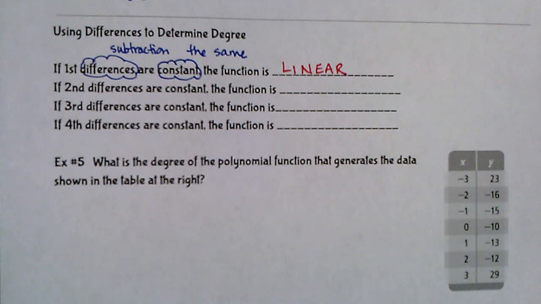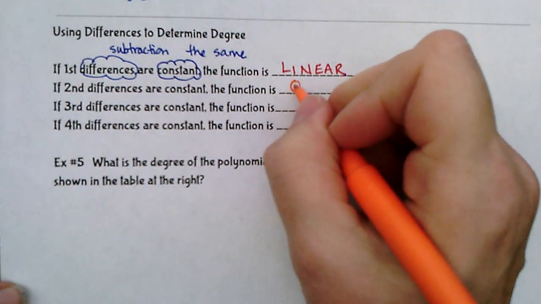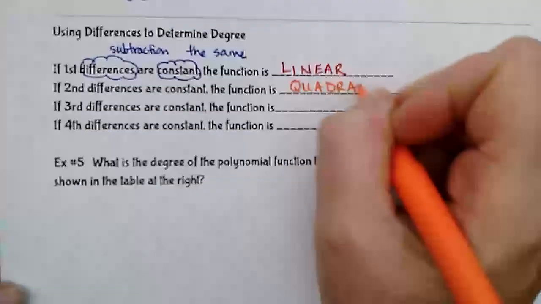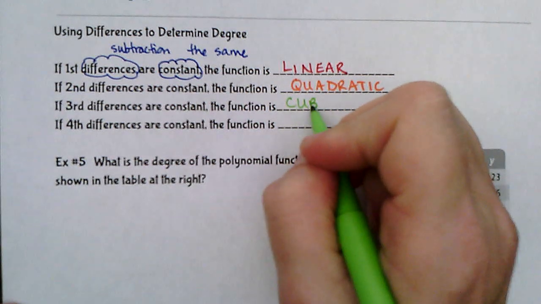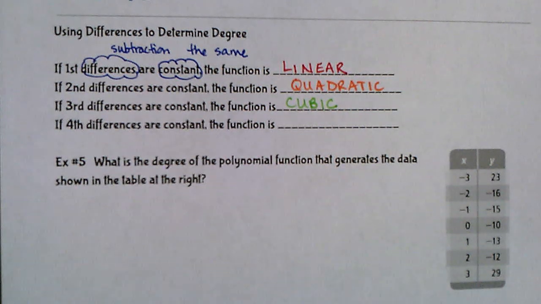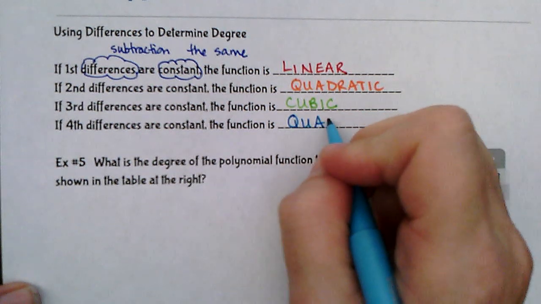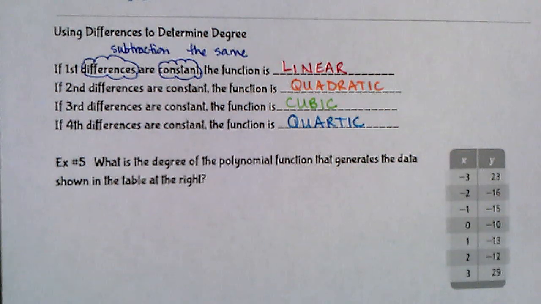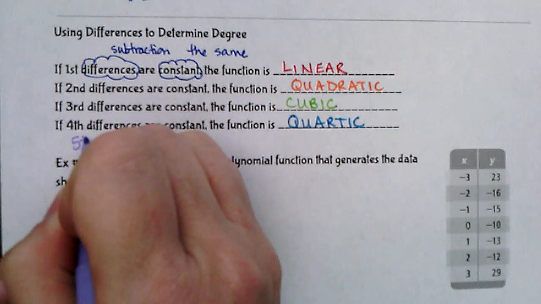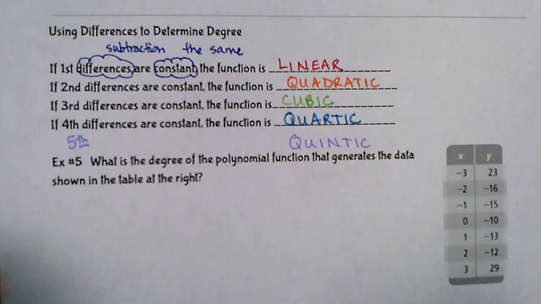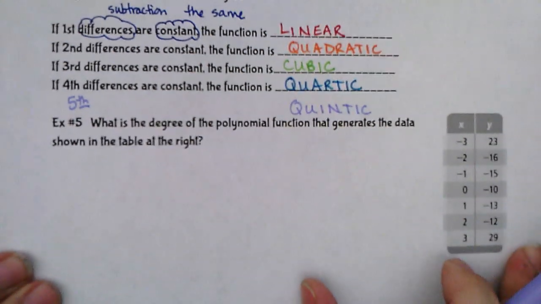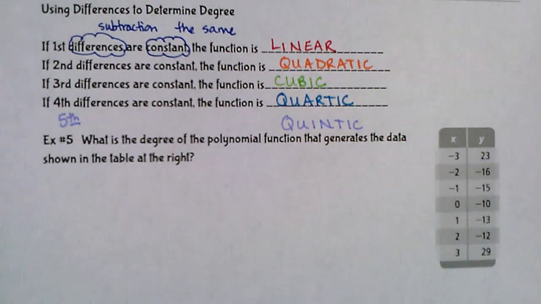If your second differences are constant, the function will be quadratic. If the third differences are constant, it will be cubic. And if the fourth differences are constant, it will be quartic. By the way, if the fifth differences are constant, the function will be quintic. And we could keep on going, but I don't think we'll have to go that far in what we're going to do for this course. So let's look at how to make this work.